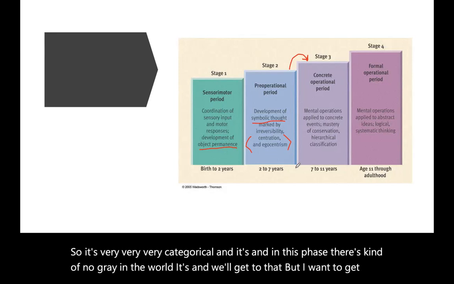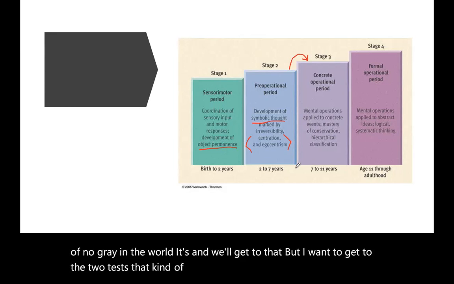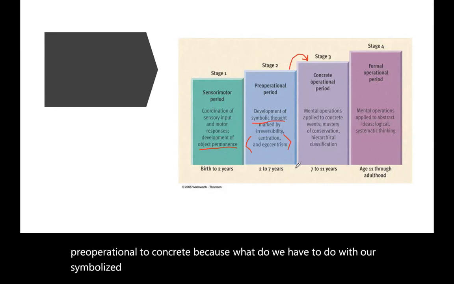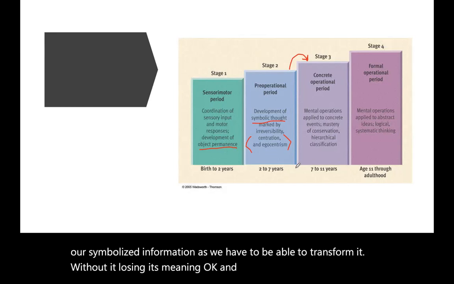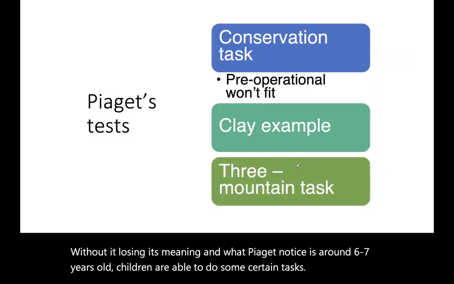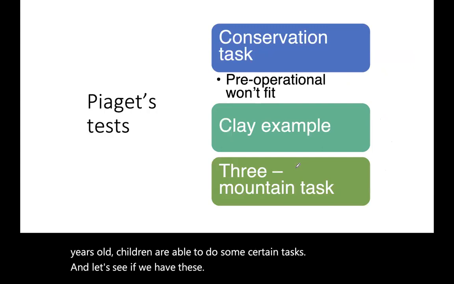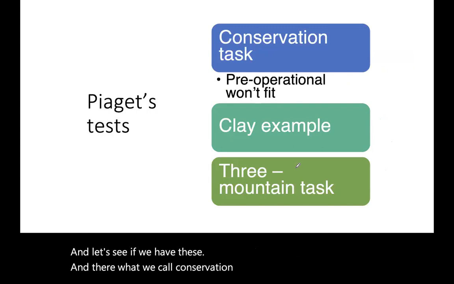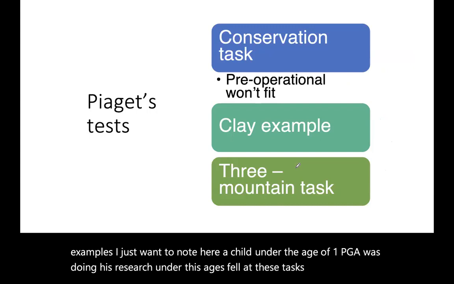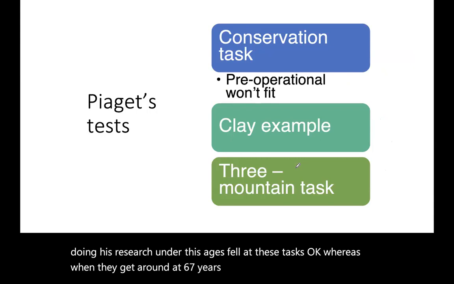But I want to get to the two tests that kind of show how children are progressing from pre-operational to concrete. Because what we have to do with our symbolized information is we have to be able to transform it without it losing its meaning, okay? And what Piaget noticed is around 6, 7 years old, children are able to do certain tasks. They're what we call conservation tasks, okay? And in both of these examples, I just want to note here, a child under the age when Piaget was doing his research fell at these tasks. Whereas when they get around 6, 7 years old, they're able to properly do these tasks.